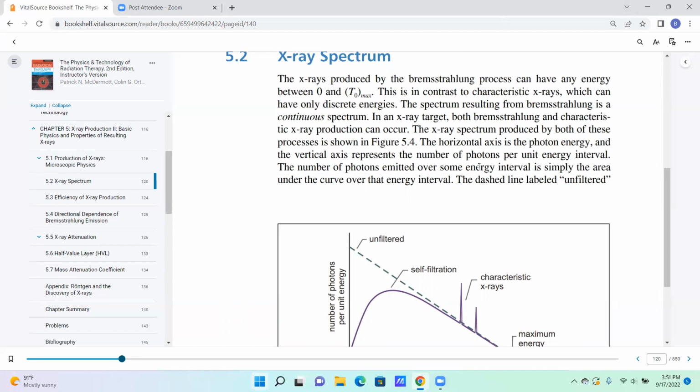But in Bremsstrahlung, you don't know exactly how this electron is decelerating. So it could be any number of different factors that would cause any number of energetic X-rays to be produced. It's all over the spectrum. That's why they call this a spectrum.